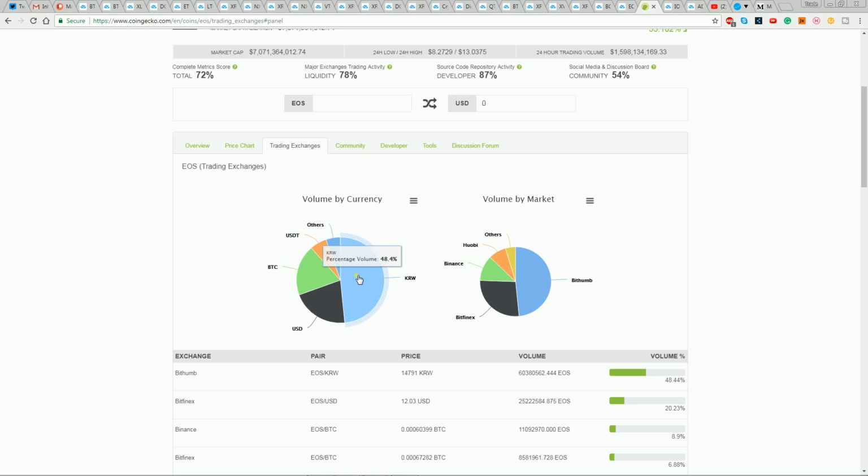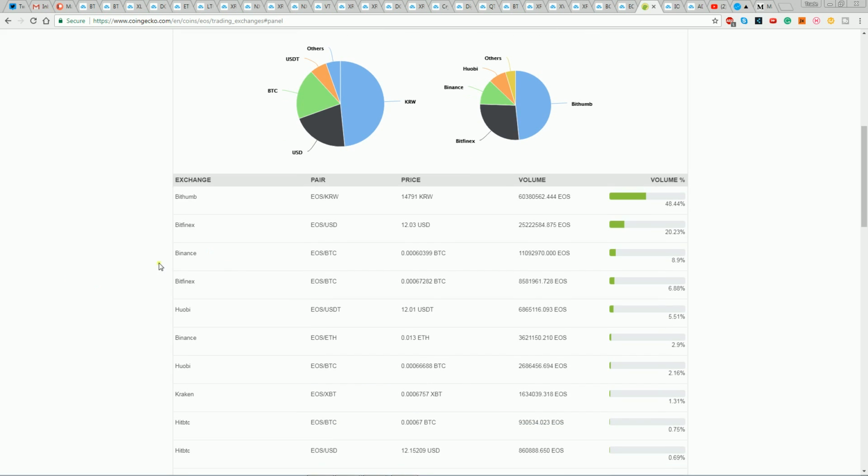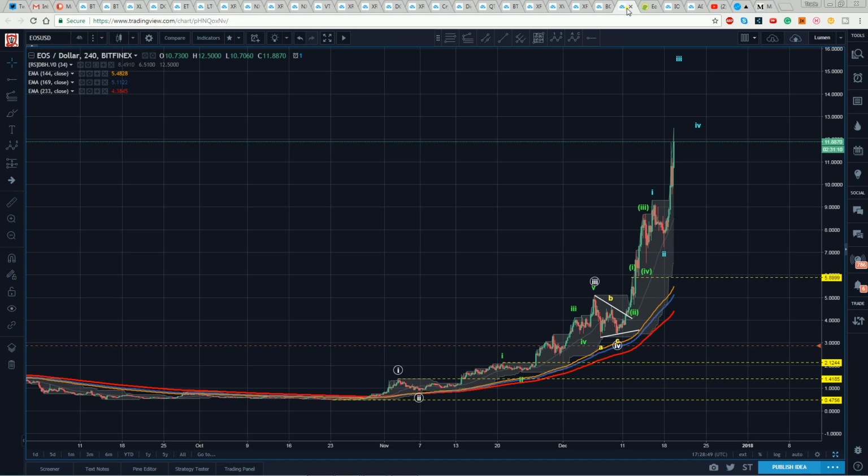The bulk of it is coming from Korea. But if we look here at where we're seeing that trading, so here's the Korean trading. Bitfinex is where we're getting the bulk of it on the dollar. Binance is right behind it for EOS to Bitcoin, and then Bitfinex again here. So we're going to use Bitfinex so I can get that data within TradingView. Because we have the bulk of this trading in the dollar, let's start with it here on the dollar.